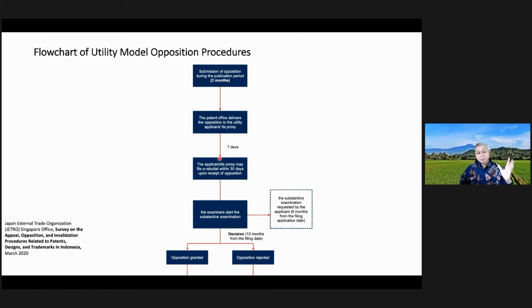In the ordinary patent, there are 2 steps. First is administrative examination. Then after administrative examination, the patent lawyer must forward to substantive test. But in simple patent or utility model patent, the 2 examinations, the administrative and substantive examination, is a one-step procedure, so more simple.